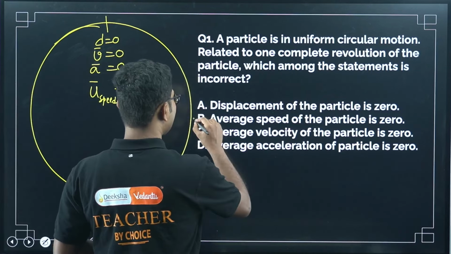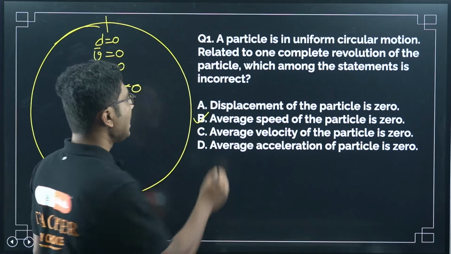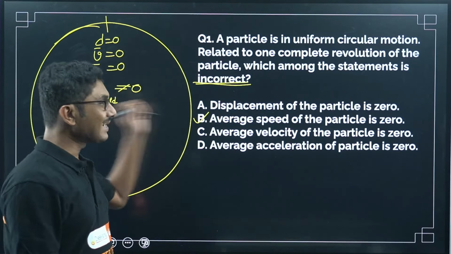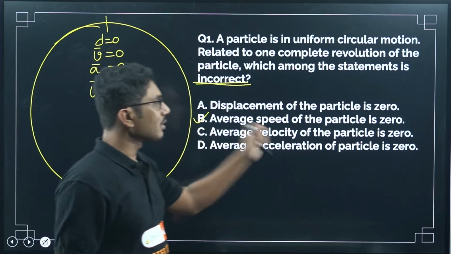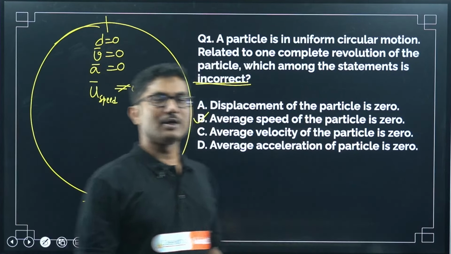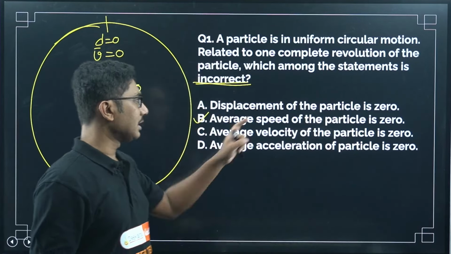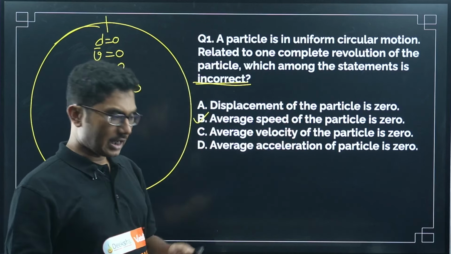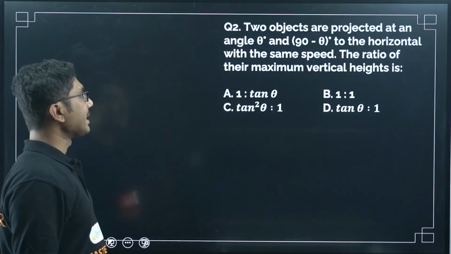So in this case, for the incorrect statement, you have to be careful about the question. I always tell you, read the question. The incorrect statement is: average speed of the particle is 0. Average speed of the particle is not 0, so that is the incorrect statement. All the other three statements are correct. If you read it, you will realize it. Now let's move on to the next question.